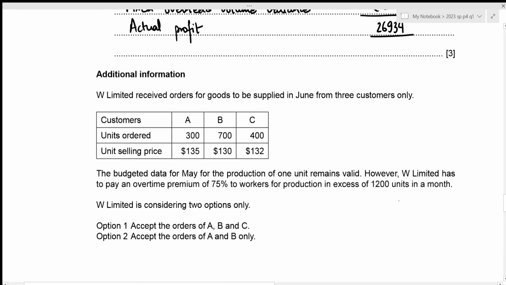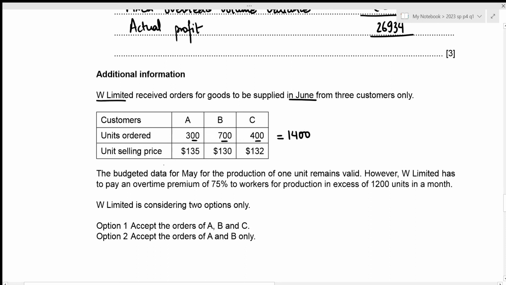We are given additional information. So W Limited received orders for goods to be supplied in June from 3 customers only. So we have A, B, and C, and the units sold are 300, 700, 400, which means the total units sold is going to be 300 plus 700 plus 400, which is 1400.